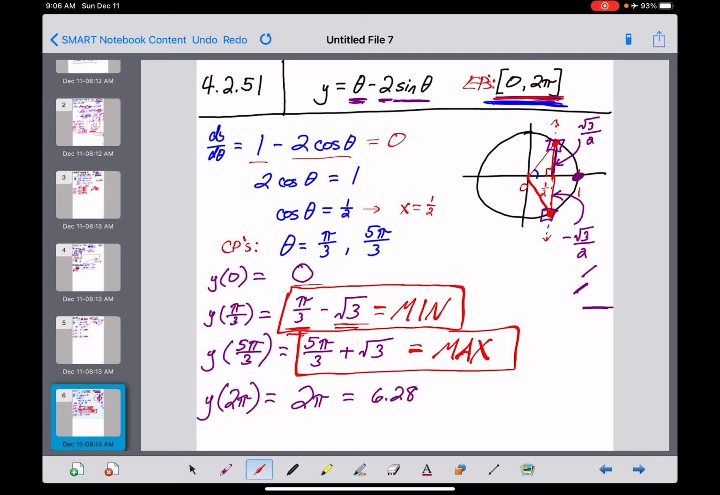Just for fun, they didn't ask for this, but this value right here of 0 is a relative maximum, and this value over here of 2 pi is going to be a relative minimum. But again, they didn't ask for that. They're just asking for the max and min, and they mean absolute max and min when they put it that way. So there we go, guys. Yep, and that matches the answers in the solutions manual as well, so I think we're in pretty good shape.